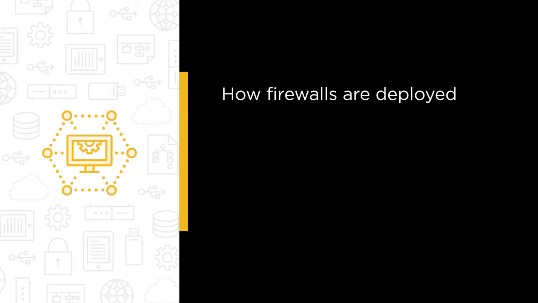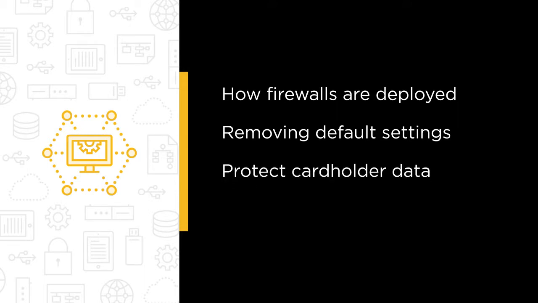In this course, we will cover PCI DSS Requirement 1, which is concerned with how firewalls are deployed and managed. We'll also go through Requirement 2, removing the default settings from hardware, operating systems, and applications, so reducing the attack surface. We're going to look at how to protect cardholder data at rest by deletion, truncation, tokenization, and encryption, and protecting cardholder data in transit.